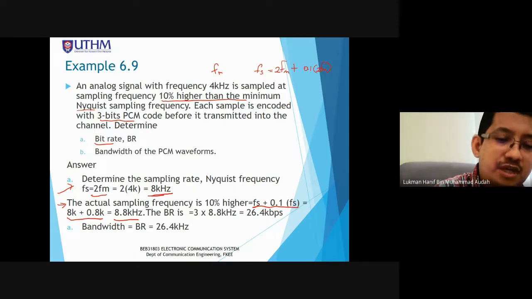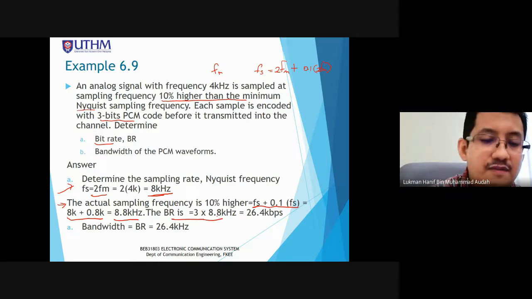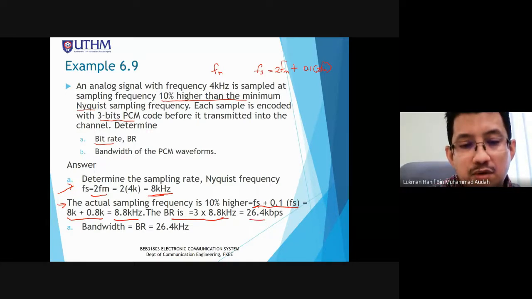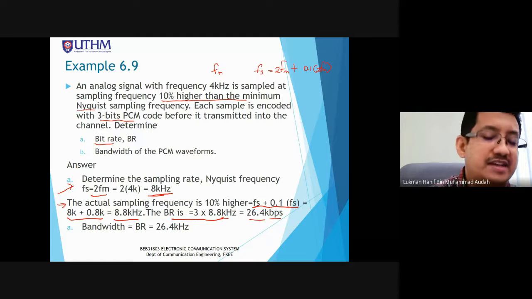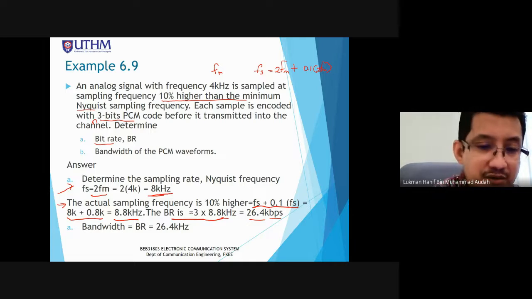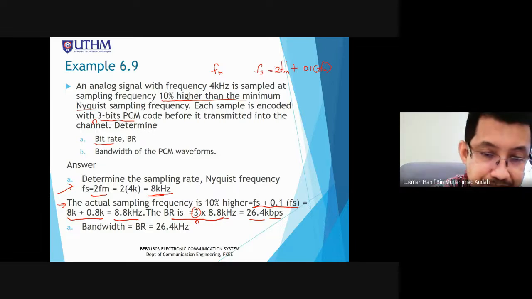Okay. So therefore, the bit rate is equal to number of bit multiplied with sampling frequency. So you get 26.4 kilobit per second. Ini number of bit tadi, n sama dengan 3, dalam soalan dah diberikan. Okay, number of bit n, multiplied with the sampling frequency, this one. Okay, so you get 26.4 kilobit per second.